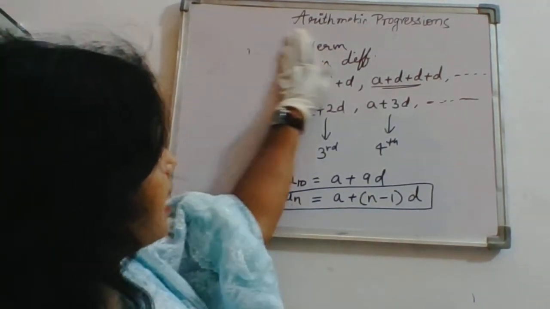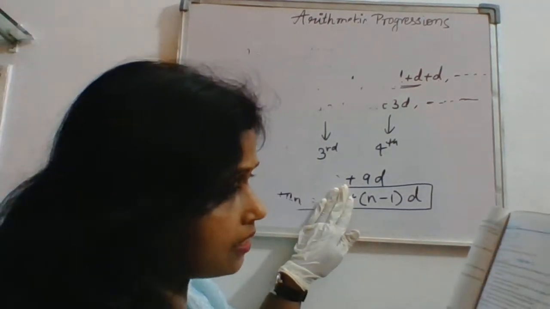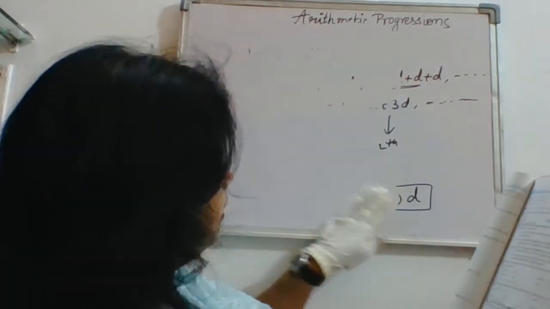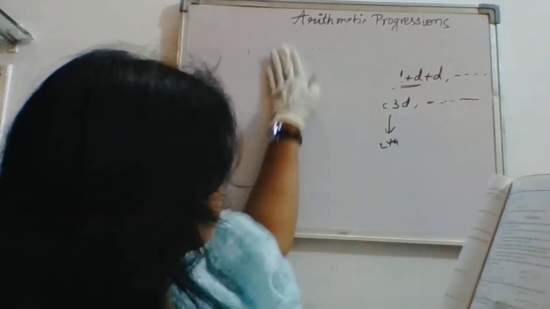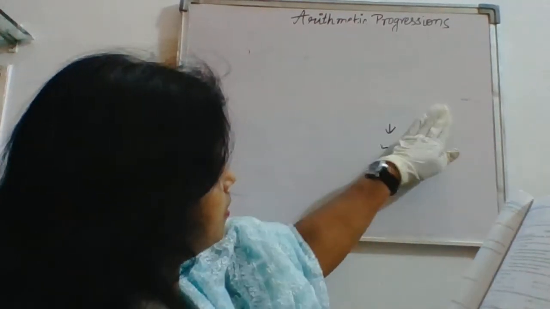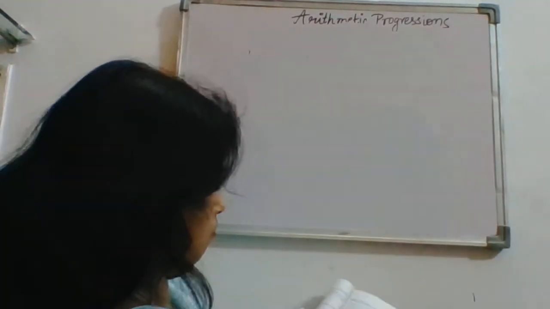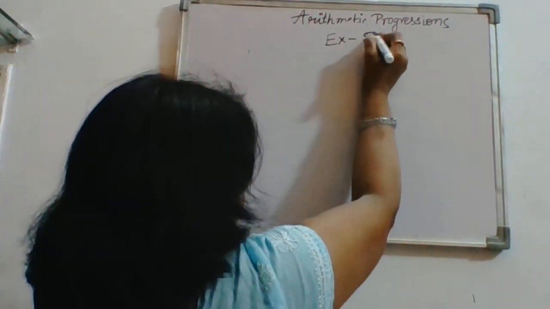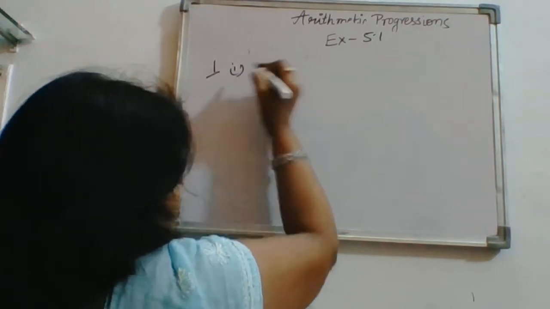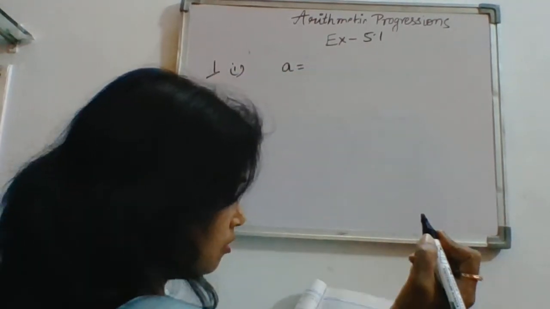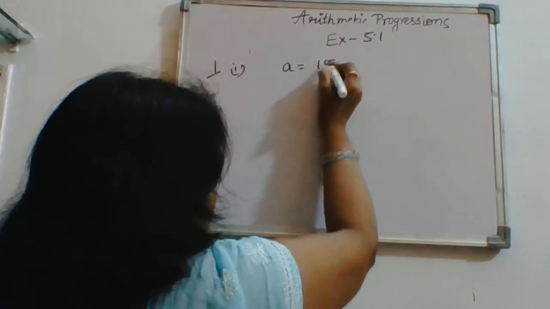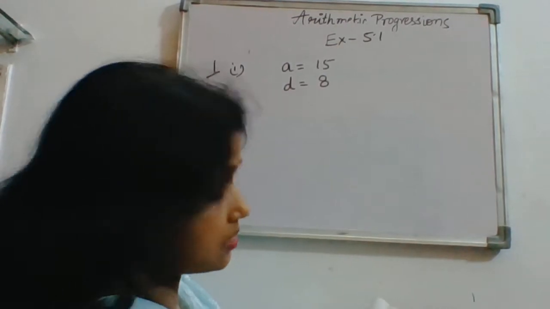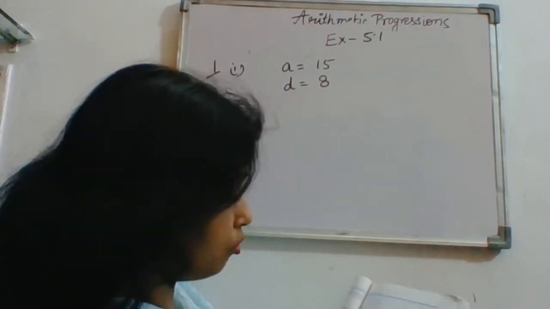Okay, so the taxi fare, the first fare given to us is rupees 15, and then for each additional kilometer it is being charged rupees 8. So what will be the charge for the first kilometer? Now this is our exercise 5.1, question number 1, first part. A will be your rupees 15 and the common difference is 8, because rupees 8 is to be added for each additional kilometer, right?